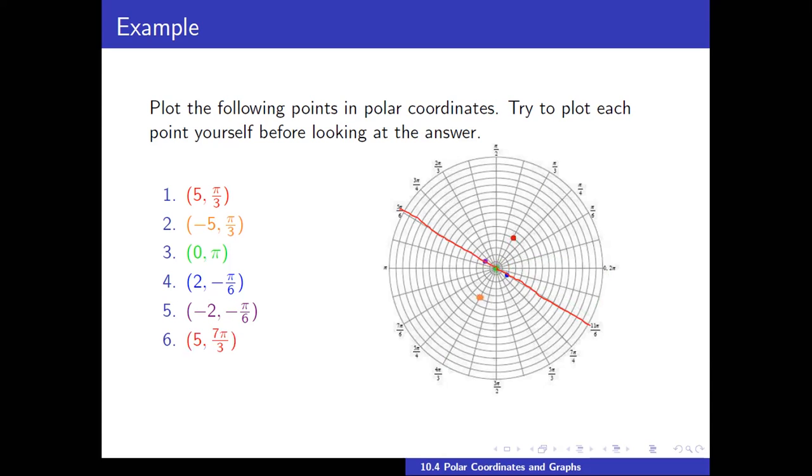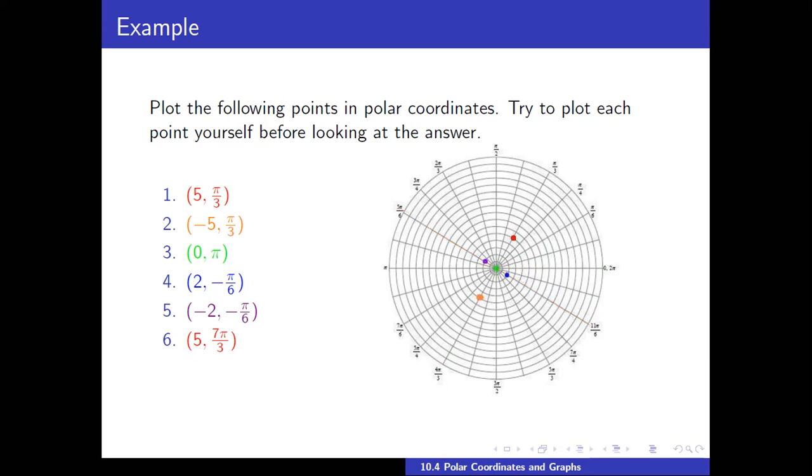Next. What about 5 comma 7 pi over 3? Think about that for a second. What do you guys think about that? By the way, you notice these points are color-coded to the things, right? It's like red, orange. Just want to make sure we're clear about that. Okay. What about 5 comma 7 pi over 3? What do you guys think?